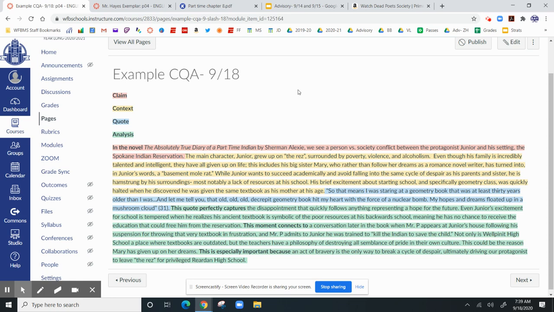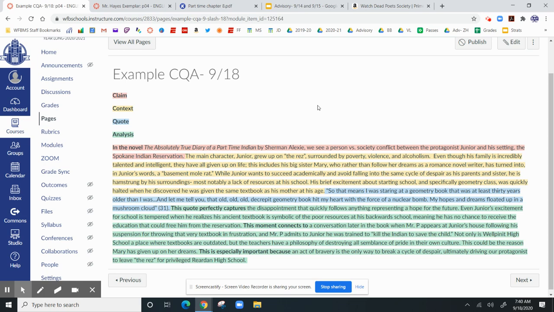The reservation. Now I'm going to give some context. In my context here, I'm going to start by describing broadly more about the book as a whole before I get into specifics about the scene of the quote that I chose. You can see how that works here. So I'm starting broad. The main character, Junior, grew up on the res, surrounded by poverty, violence, and alcoholism. Even though his family is incredibly talented and intelligent, they have all given up on life. This includes his big sister, Mary, who rather than follow her dreams as a romance novel writer, has turned into, in Junior's words, a basement mole rat.